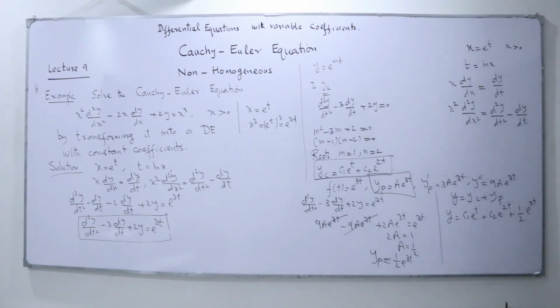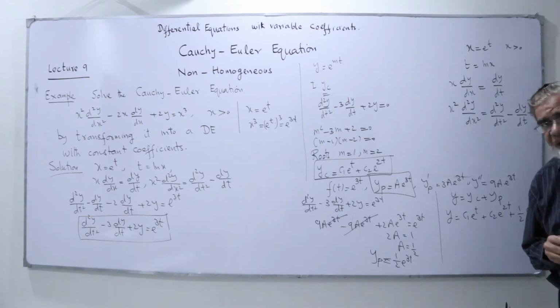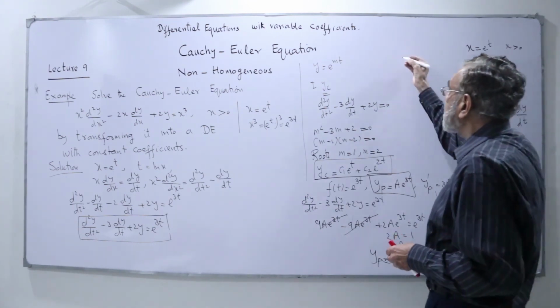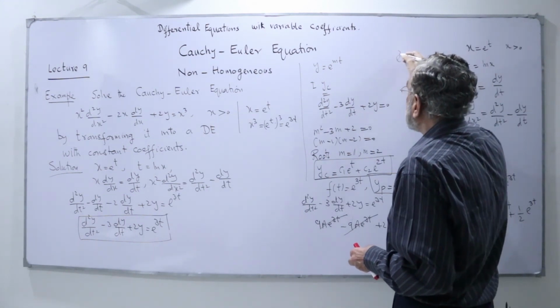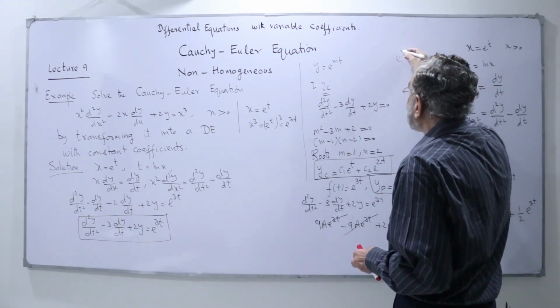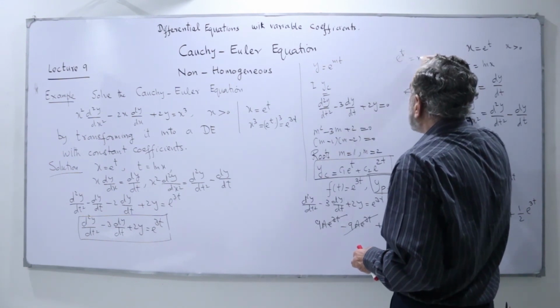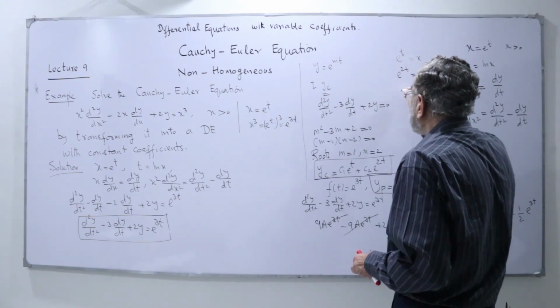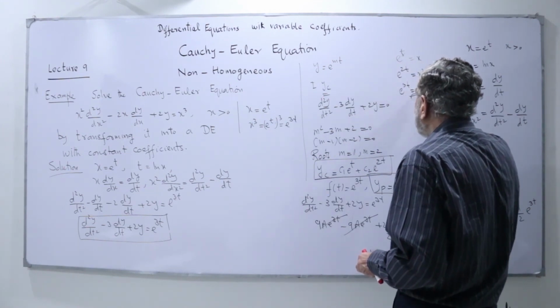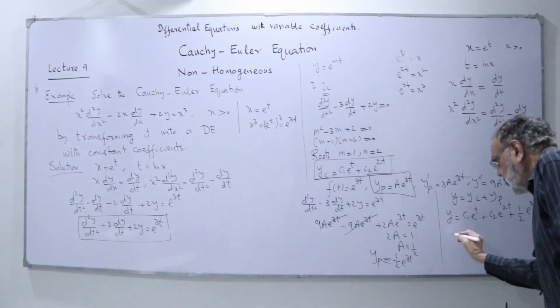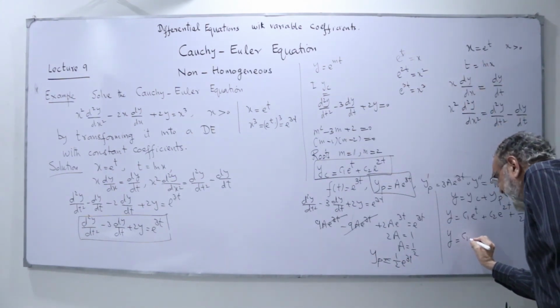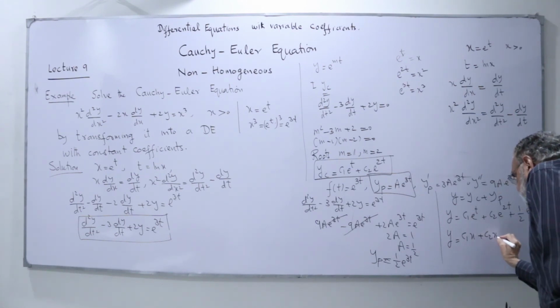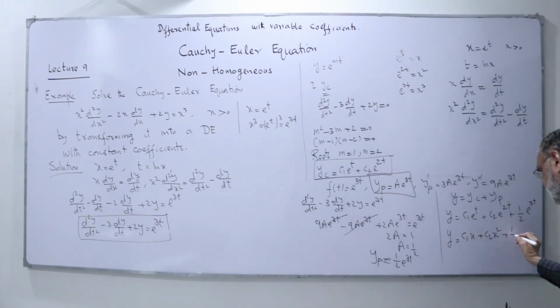Now we need our original variable x. At the end, don't forget that we changed the variable to x. My e to the power t is x. Then e to the power 2t will be equal to x squared, and e to the power 3t will be equal to x cubed. So my result is y equal to c1 x plus c2 x squared plus 1 by 2 x cubed. So this is my result.